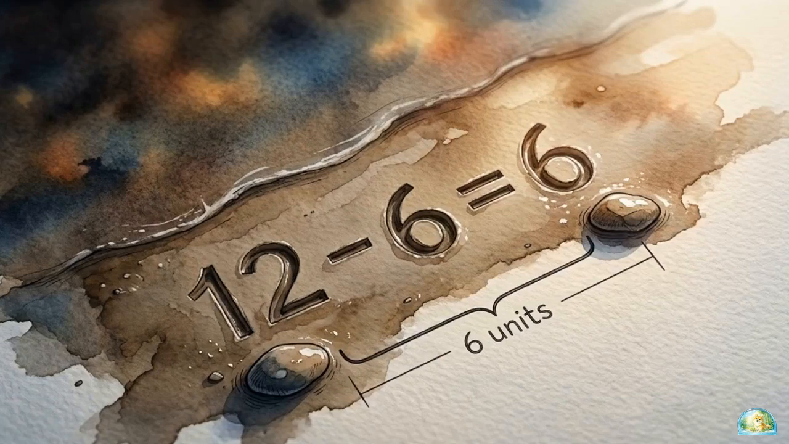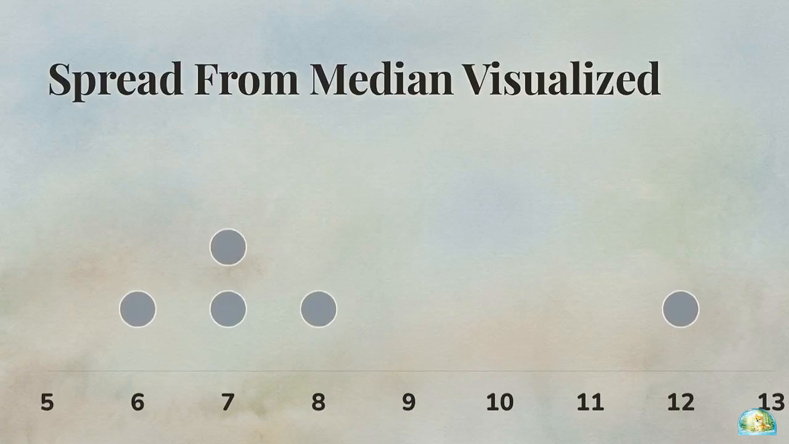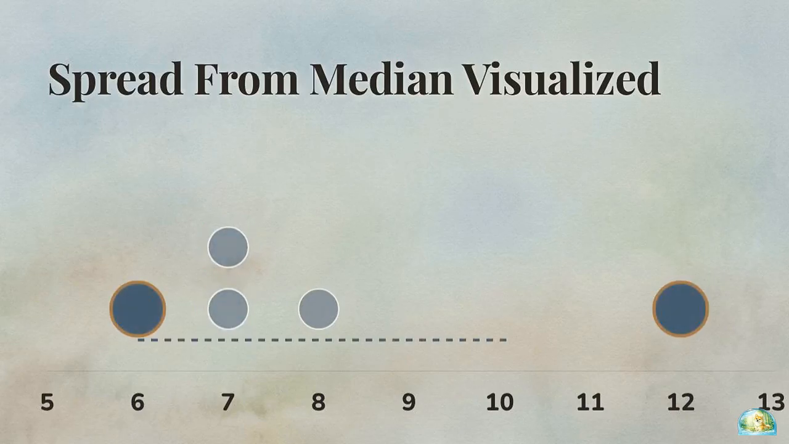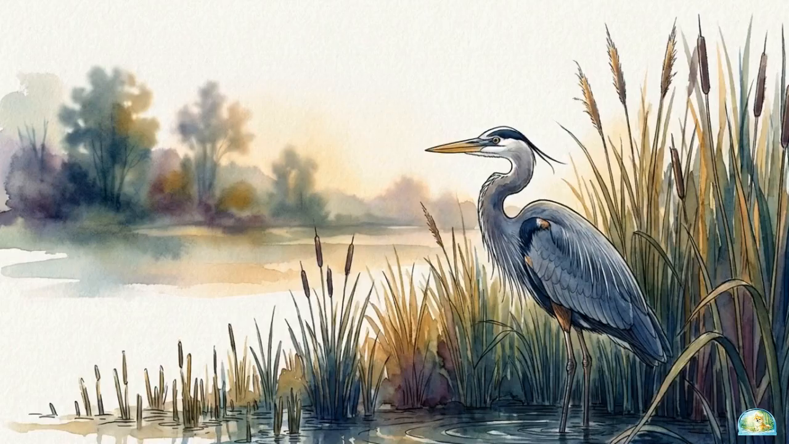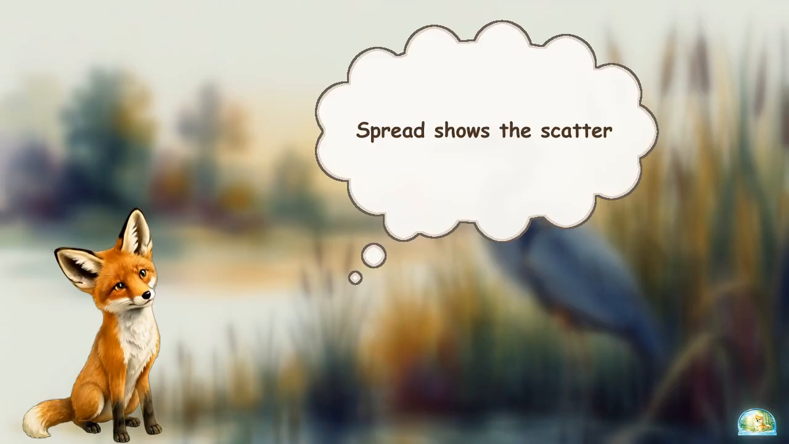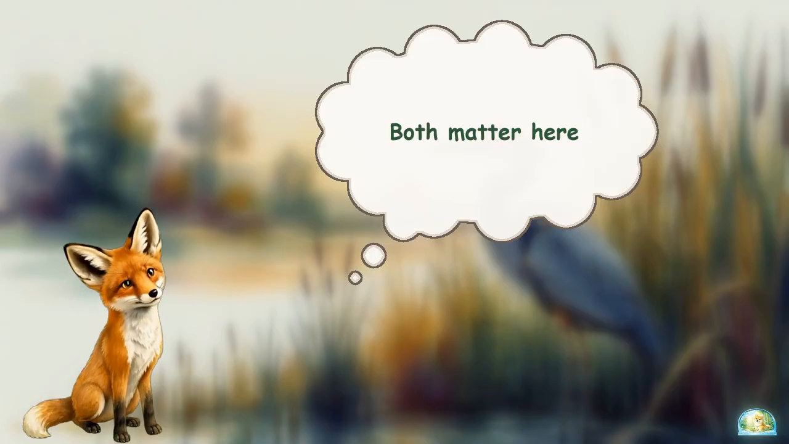This is the range. This dot plot shows the dataset clearly. The median sits right at 7, but you can see how the total group stretches outward to those highlighted endpoints. So, while the typical value is about 7, a true picture of this environment requires knowing that the data varies from 6 to 12. Center finds the middle. Spread shows the scatter. Both matter here.